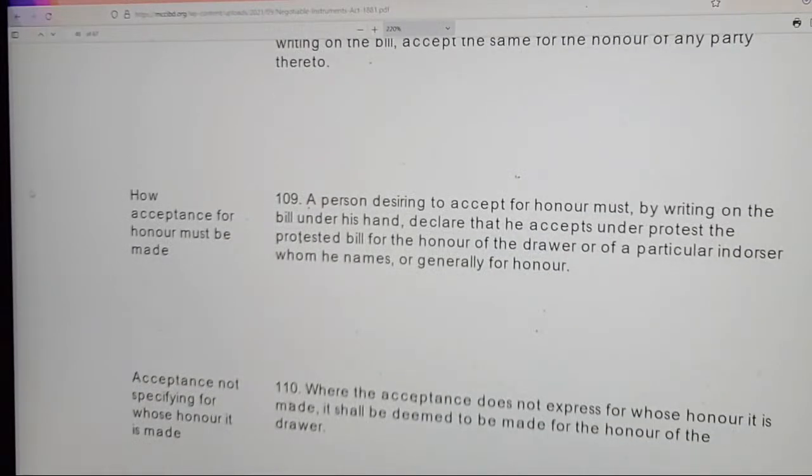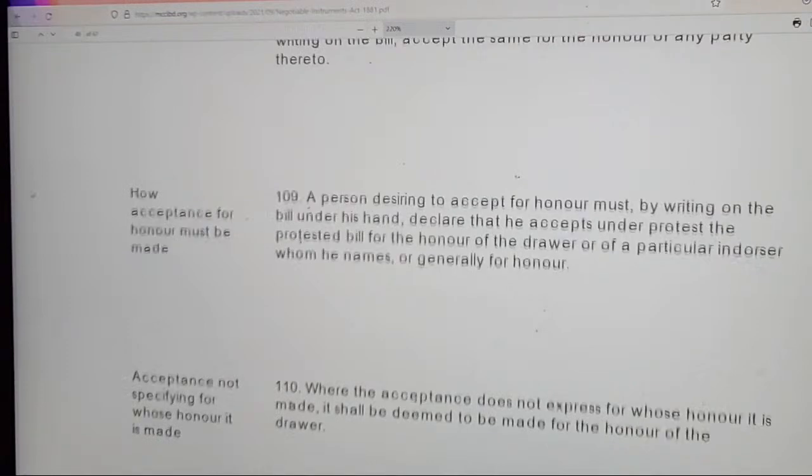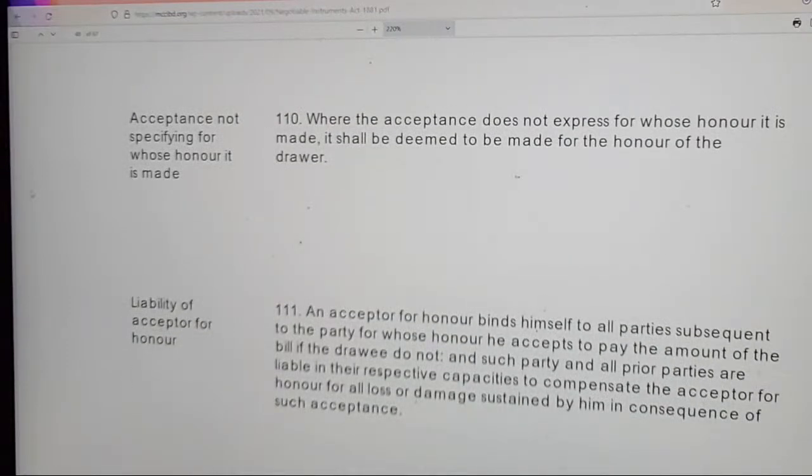How acceptance for honor must be made. 109. A person desiring to accept for honor must, by writing on the bill under his hand, declare that he accepts under protest the protested bill for honor of the drawer or of a particular endorser whom he names, or generally for honor. Acceptance not specifying for whose honor it is made. 110. Where the acceptance does not express for whose honor it is made, it shall be deemed to be made for the honor of the drawer.